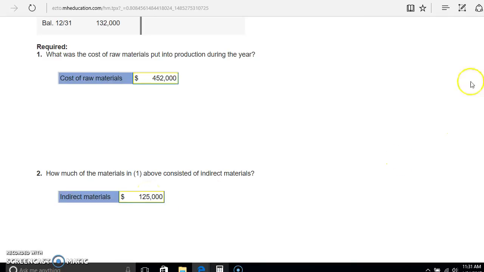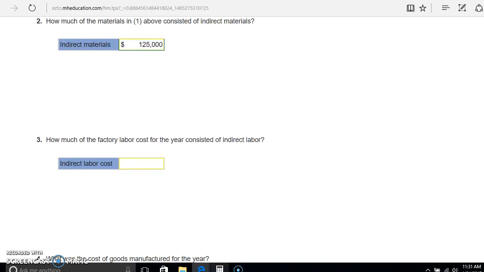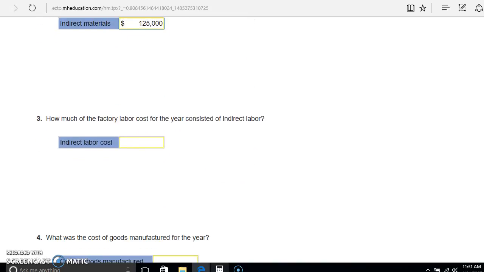Okay. For the third one, how much of the factory labor cost for the year consisted of indirect labor? Again, we have direct labor and we have indirect labor. Direct labor are those people that are directly working on building those bicycles. They're easily traced. You know how much you're paying them an hour, and you probably have a pretty good idea of how many hours it takes to build one bike. But that's not the only thing that keeps that factory open, right? You need janitors and maintenance people and supervisors. You need other people to help in building your bicycle. So that's where that indirect labor comes from.